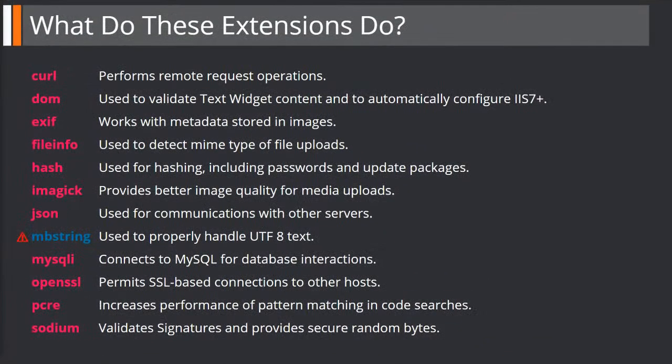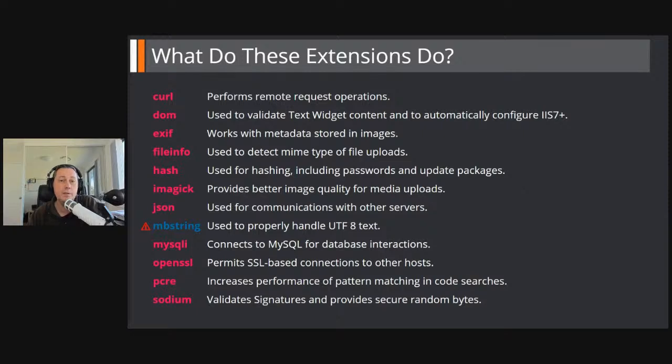Then we've got file info, and that's used to detect the different types of files. So your JPEGs, your PNGs, your GIF files, your MP4s, all the stuff that's allowed in the media library. And the library file info is used to detect what type of file that is. Hash. Hash is used for hashing.